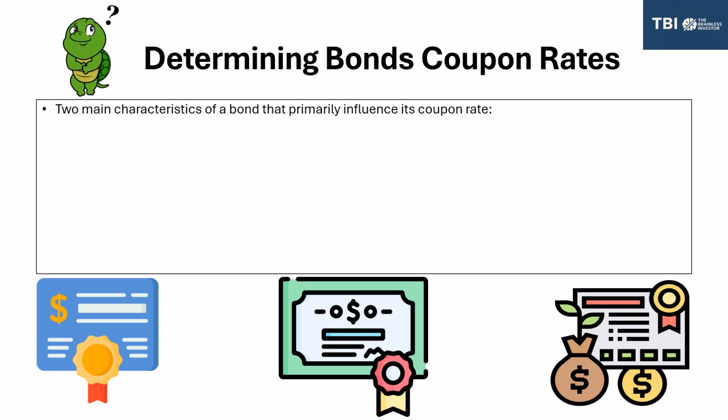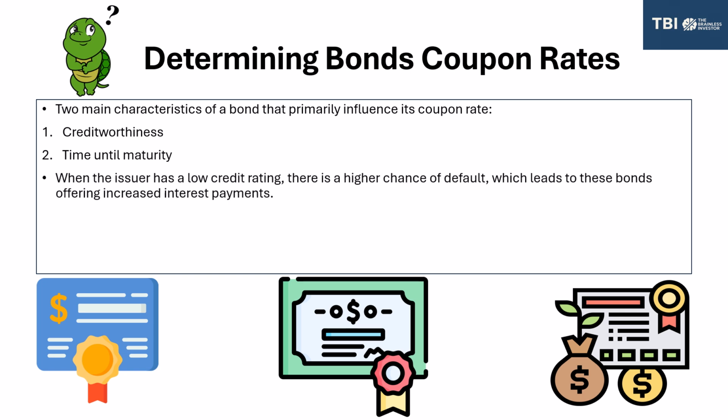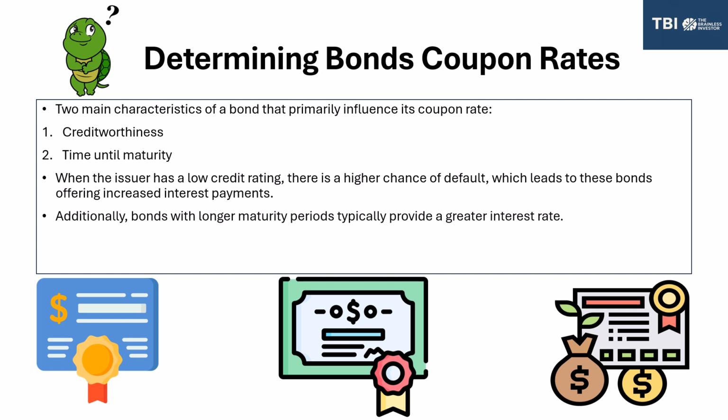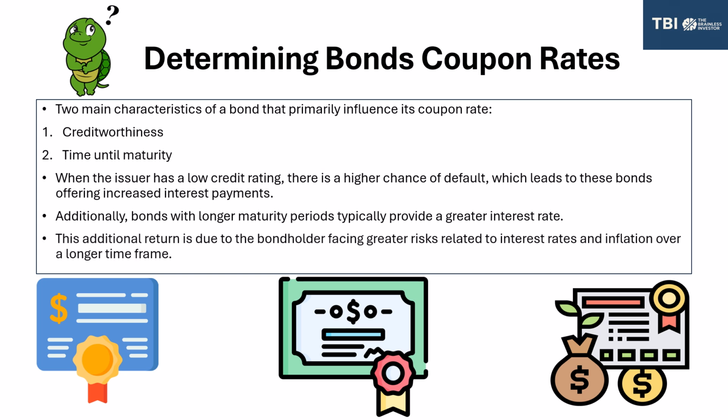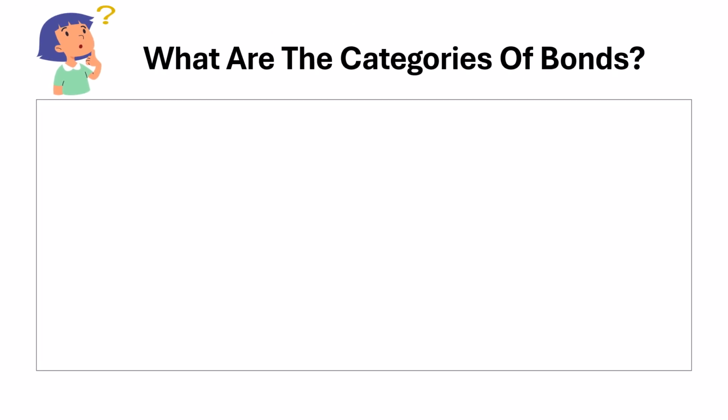Now, let's move on to how do we determine bonds coupon rates. Two main characteristics of a bond that primarily influence its coupon rate: creditworthiness and time until maturity. When the issuer has a low credit rating, there is a higher chance of default, which is known as bankruptcy, which leads to these bonds offering increased interest payments. Additionally, bonds with longer maturity periods typically provide a greater interest rate. This additional return is due to the bondholder facing greater risk related to interest rates and inflation over a longer time frame.